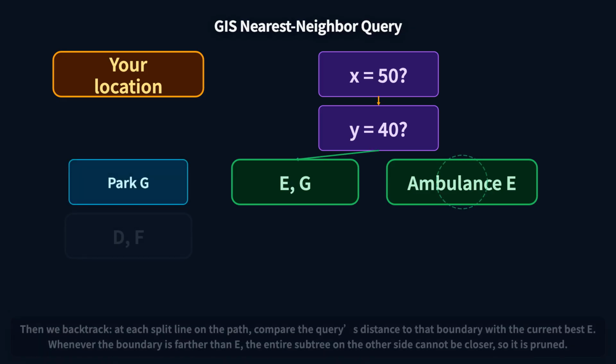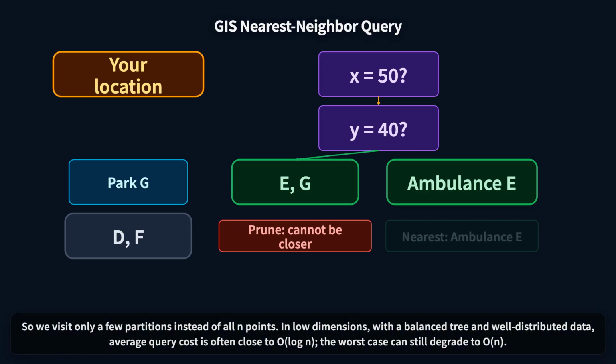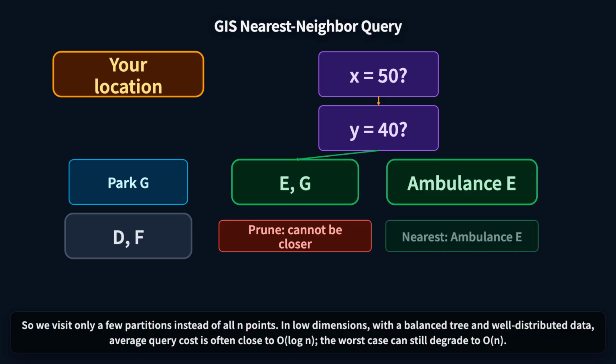Then we backtrack. At each split line on the path, compare the query's distance to that boundary with the current best E. Whenever the boundary is farther than E, the entire subtree on the other side cannot be closer, so it is pruned. So we visit only a few partitions instead of all points.